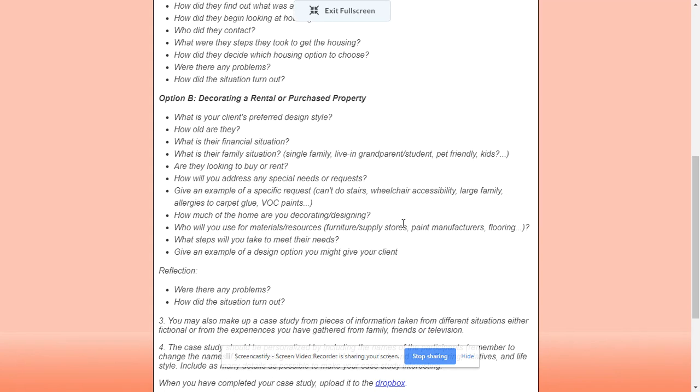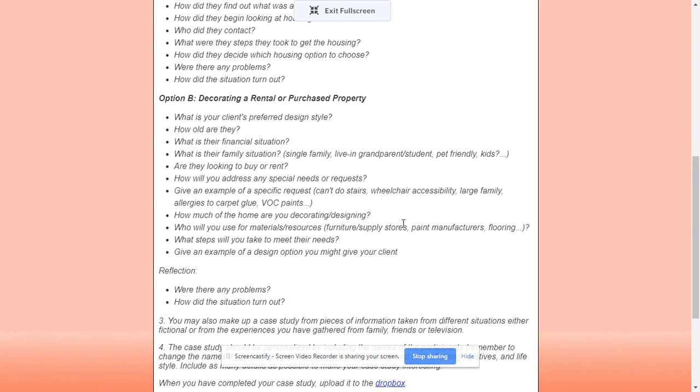Option B involves decorating a rental or purchase property. Considering a client, what is your client's preferred design style? Is it contemporary, modern? Is it a beachy boho vibe? What is their style? How old are they? Is it one person? Is it a couple? Is it a family? What is their financial situation?